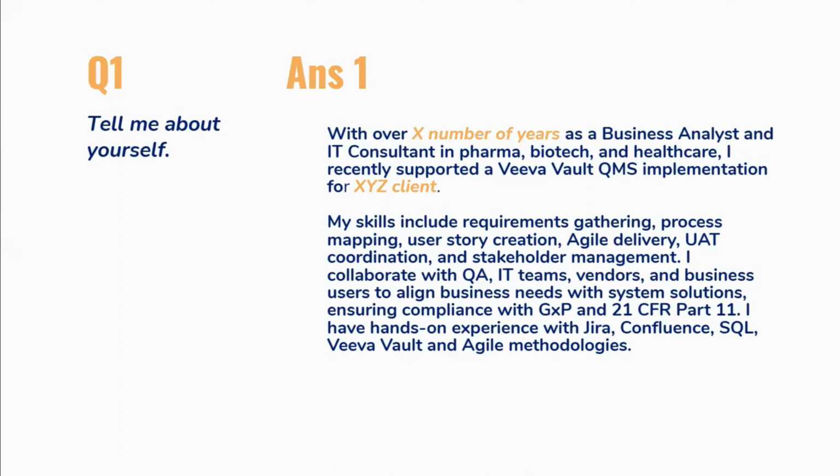And then you mention that your skills include requirement gathering, process mapping, user story creation, agile delivery, UAT coordination, and stakeholder management. And you collaborate with QA, IT team, vendor, and business users to align business needs with system solution, ensuring compliance with GxP and 21 CFR Part 11. And you have hands-on experience definitely with Jira, Confluence, SQL, Veeva Vault, and Agile. If you don't have such experience, then I suggest you gain experience with these tools and terms, and then I think you can apply for the BA role. Otherwise, this is not relevant for you.